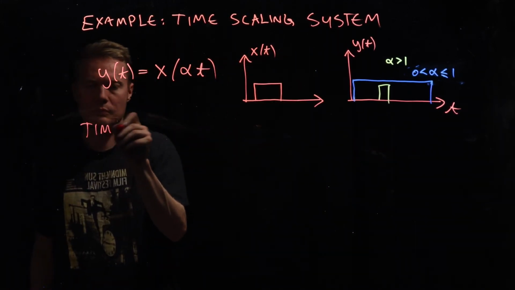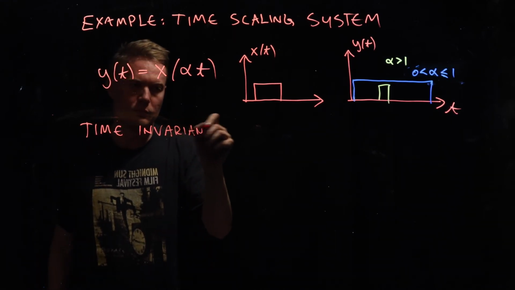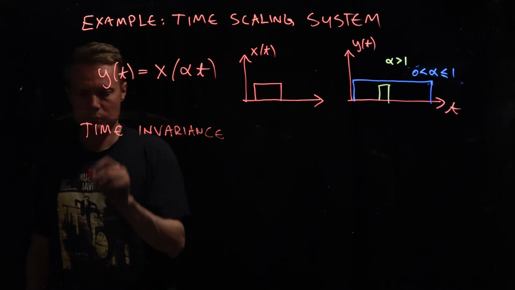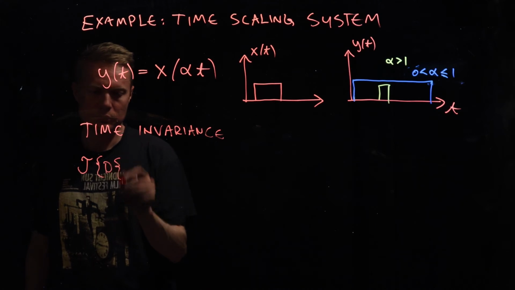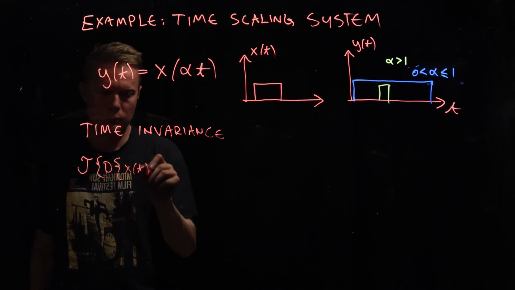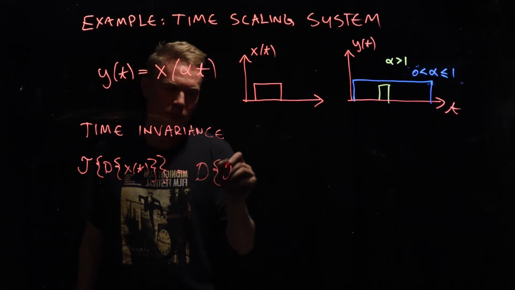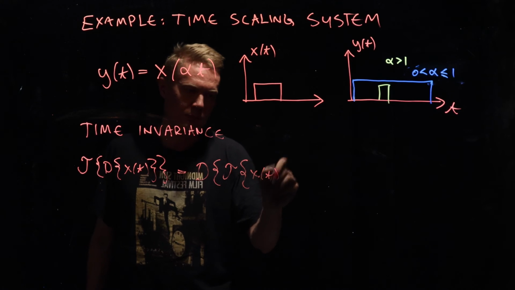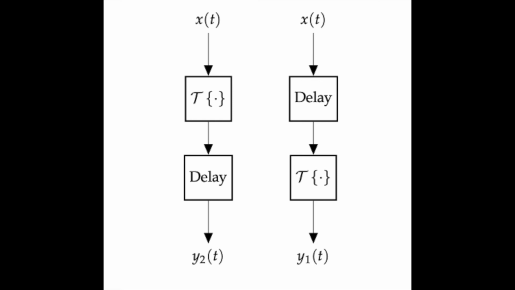Okay, now is this time scaling system time invariant? We're going to have to do the formal test for time invariance. So the formal test of time invariance is that we should be able to apply a time shift to the input signal before or after feeding the input into the system and get the same results. Here's the same test in the form of a diagram. Basically, the left-hand side should be equivalent to the right-hand side. y1 should be equivalent to y2 for any value of x.